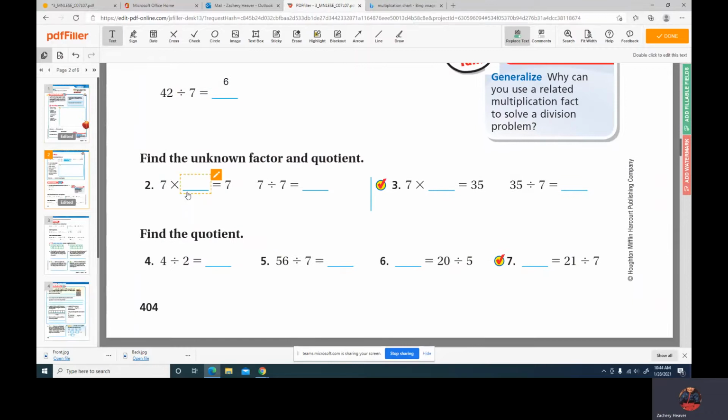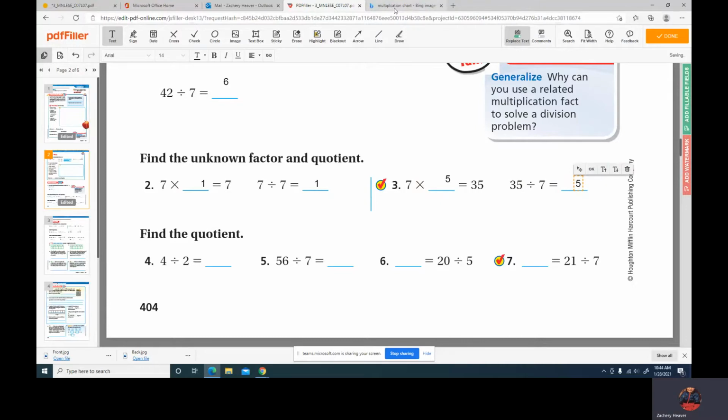Find the unknown quotient. 7 times what equals 7? We know that is 1. I know 7 divided by 7 will also equal 1. 7 times what equals 35? 35 divided by 7 equals what? It's going to be the same number, and that number is going to be 5. 7 times 5 is 35, and 35 divided by 7 is also still 5.